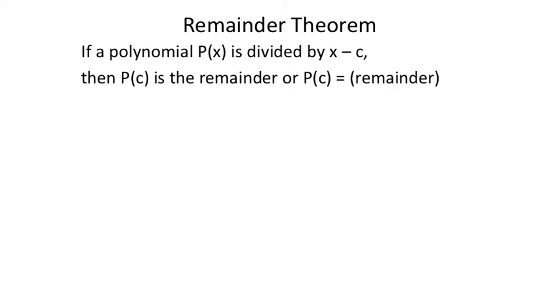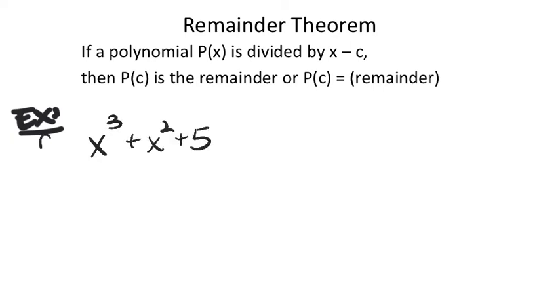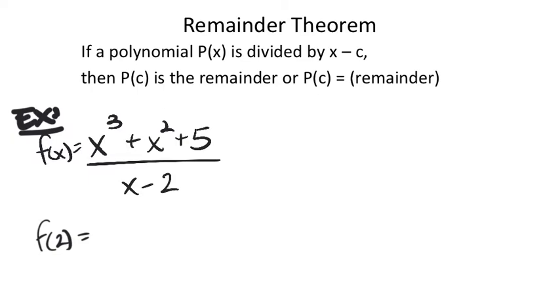So that means that if your function was whatever it is, right? Let's just make something up here. So you got x cubed plus x squared plus 5. I don't care what it is. And let's say this was f of x equals this. Well, if you wanted to divide this by, let's say, x minus 2, the remainder of f of 2 would be the same as doing the long division or the synthetic division and finding that remainder.